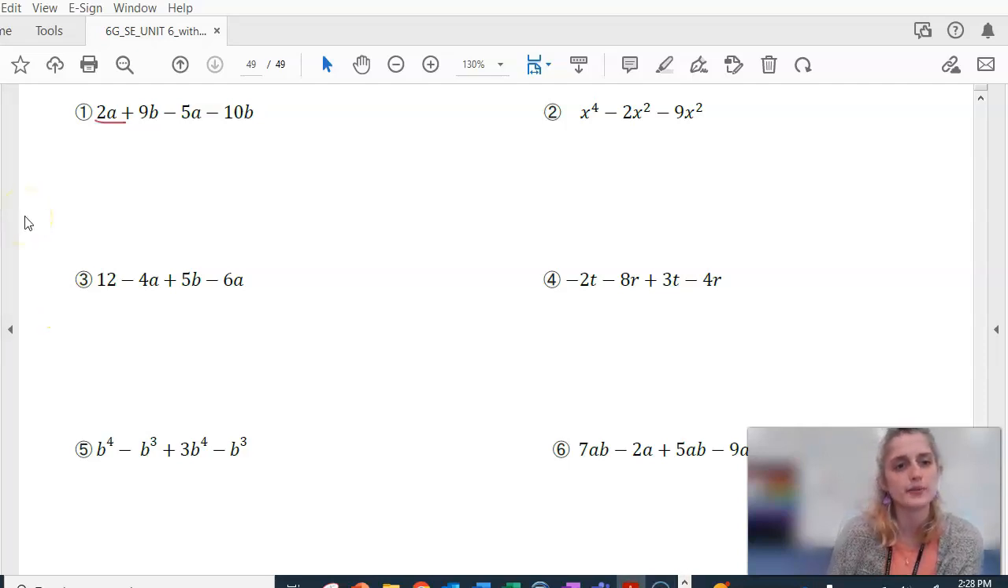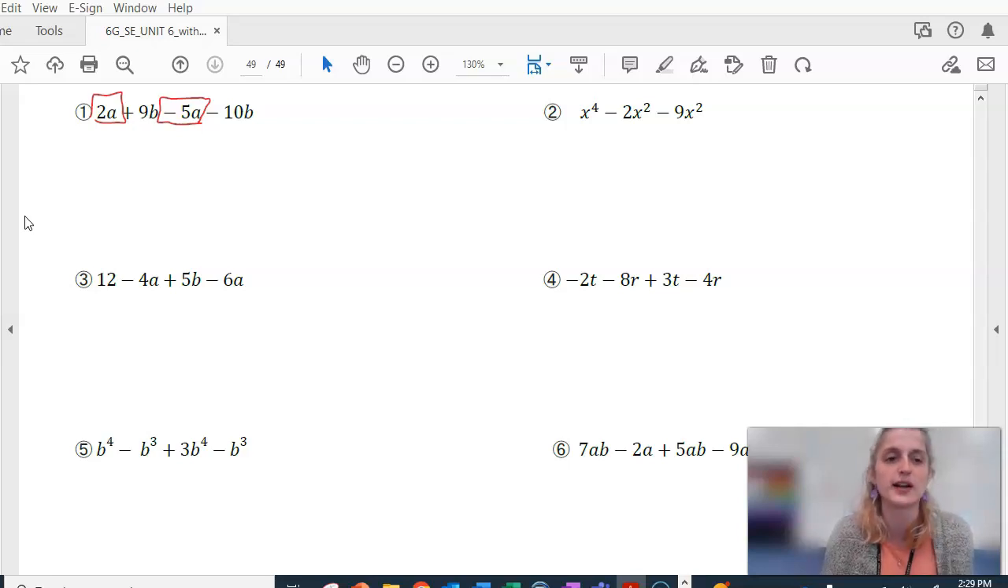So I'm going to start with 2a. What looks like 2a? B's don't look like A's. A's look like A's, so we're also going to box in minus 5a, or negative 5a. Those two are like terms because they both have the same variable, and that variable has the same exponent. There's no visible exponent here, but there's a secret exponent of 1.